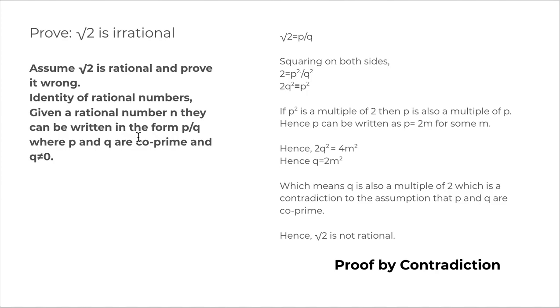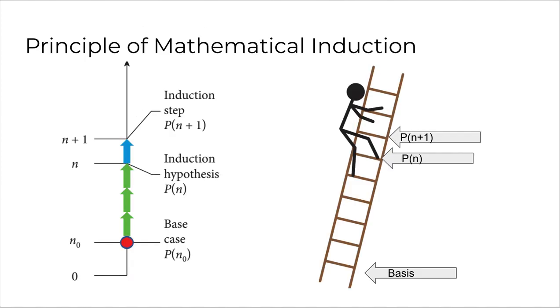Now, a good question to solve for this is to prove that root P, as in Philadelphia, is irrational for any given prime integer. Try that, and if you have any questions, let me know. So the question is to prove that root P is irrational. The method that we're going to learn is the principle of mathematical induction.